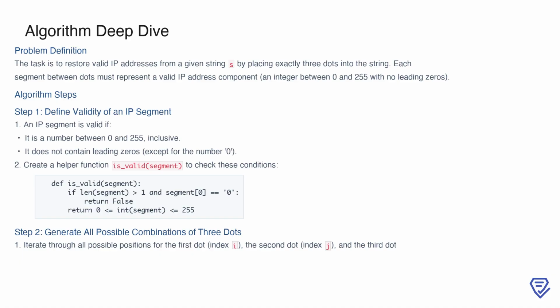To check for validity, we define a helper function called is_valid. This function ensures that the segment does not start with 0 unless it's the single digit 0, and that the integer value of the segment falls within the required range. With this helper function in place, the next step is to generate all possible ways to place 3 dots in the string. This involves iterating through all possible positions for the first, second, and third dots, an approach we'll explore further in the algorithm design.